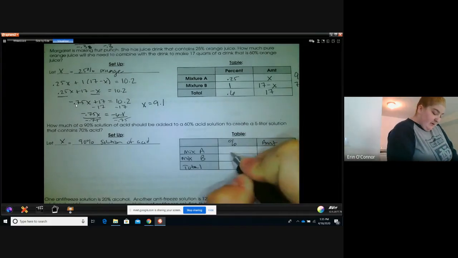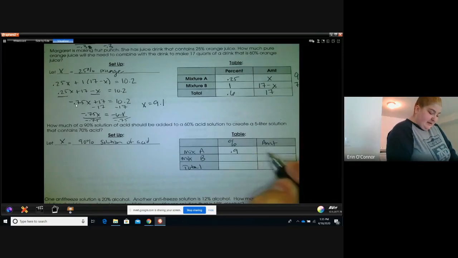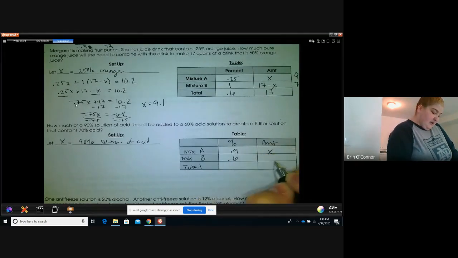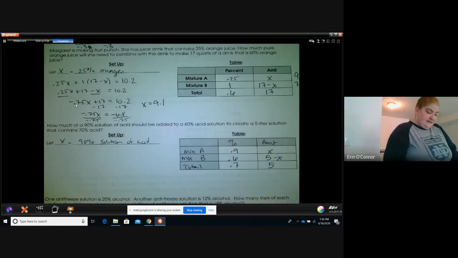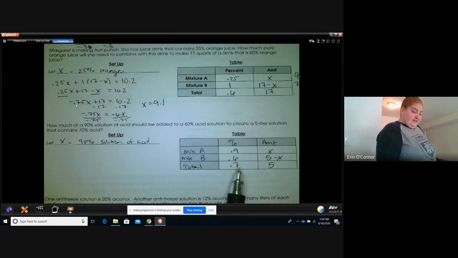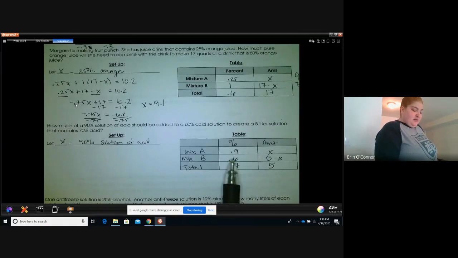So we have 0.9 for 90%, and that's going to be X. The other one is 0.6, and we don't know what that is yet. And I need 5 liters at 0.7, so this is 5 minus X. Now, just to let you guys know, 0.7 is a lot closer to 0.6 than it is 0.9, so we should have more of mix B than mix A.